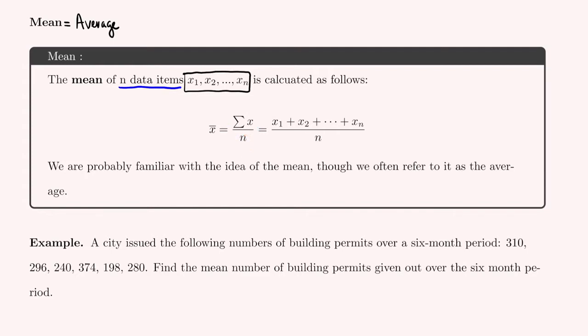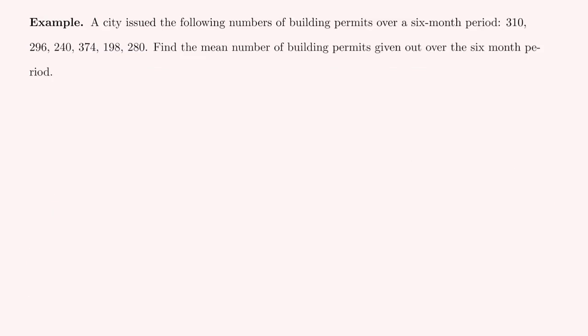Let's practice this concept. A city issued the following numbers of building permits over a 6-month period of time. One of the months, there was 310 permits issued. Another month, 296, 240, 374, 198, and 280. From these 6-month period of time, we're asked to find the mean number of building permits given out over that 6-month period of time. So how many data entries do we have? We have 1, 2, 3, 4, 5, 6. So n, the number of data entries, is 6.